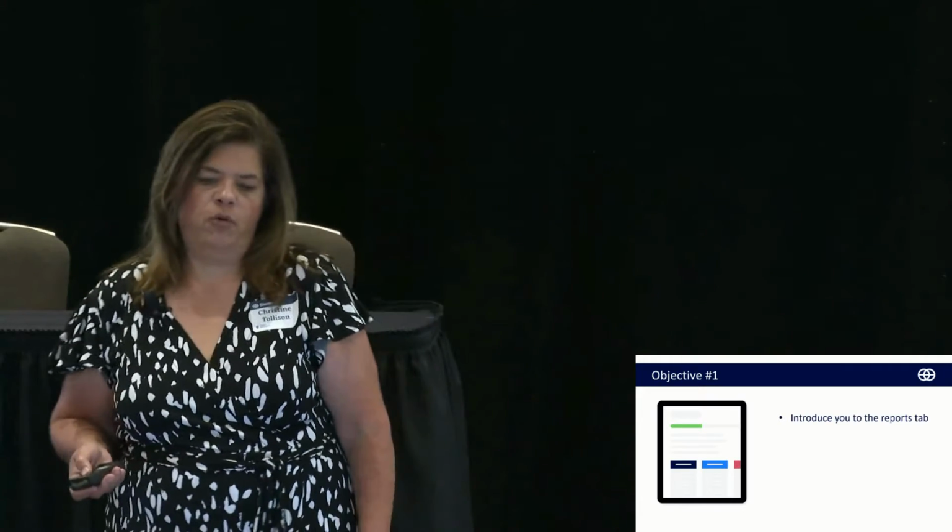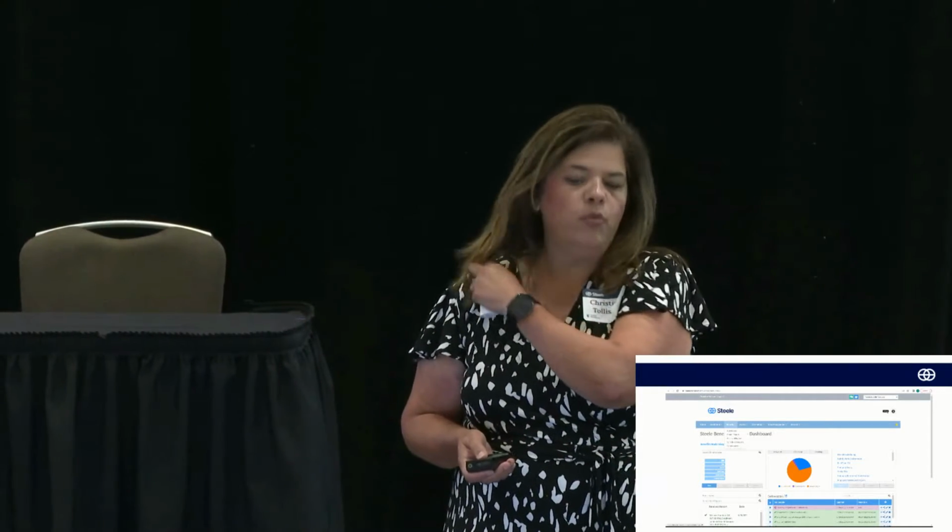So objective number 1, to introduce you to the Reports tab. When you log into the system in admin view, you've got the top ribbon menu, and under reports, there are 5 different options. There's run a report, create a report, your received reports menu, scheduled reports, and sent reports. I'm just going to briefly go over each one of those sections just to make sure everybody understands what you can find under each of those.